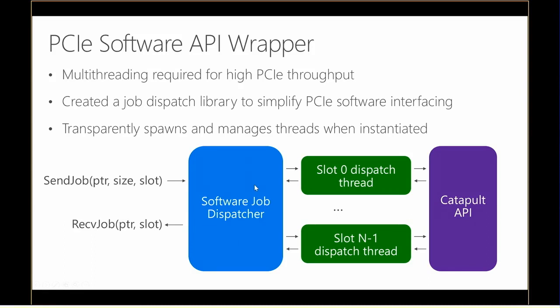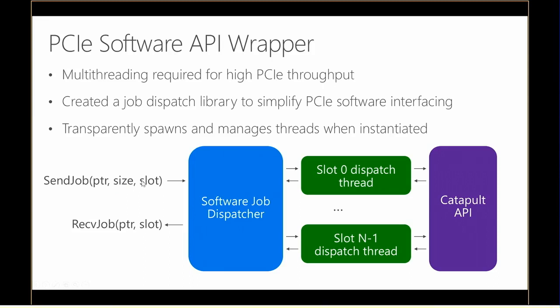A job here is an independent task to be completed on the FPGA, consisting of sending 1 input slot of data and receiving 1 output slot of data. Each job cannot send or receive more than 64 kilobytes of data. It should fit in 1 slot. The users can create parallel threads invoking send job and receive job at the same time. Then the dispatcher will manage the rest of the work.